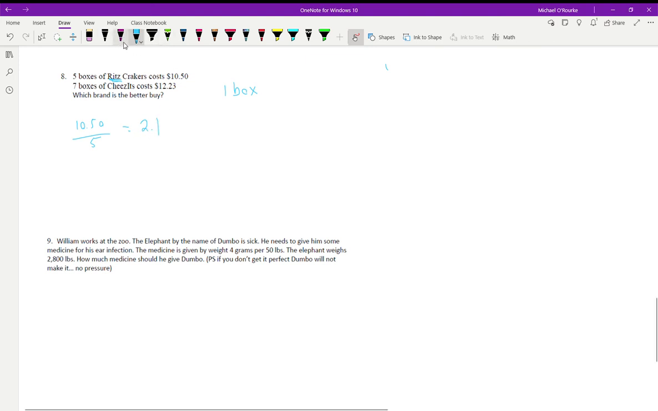Then, I can't switch colors right now. My Cheez-Its are going to be 12.23 divided by 7. $1.7. So the better box is the Cheez-Its, so it costs less.